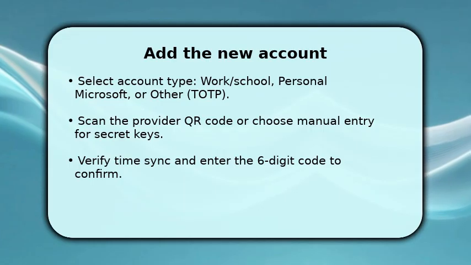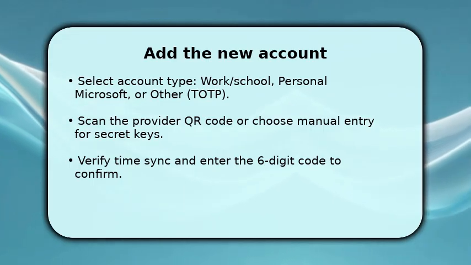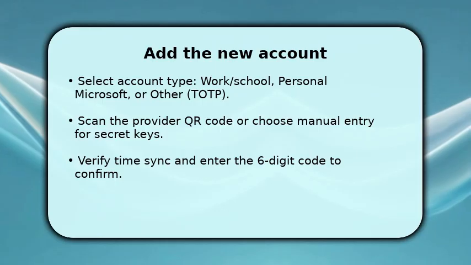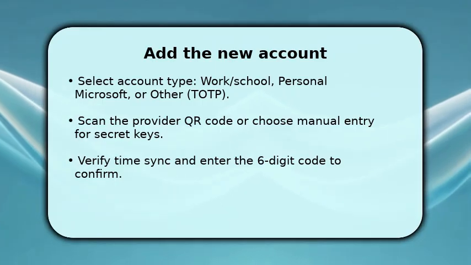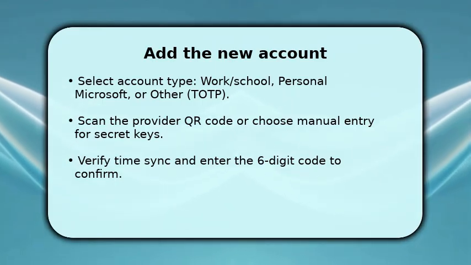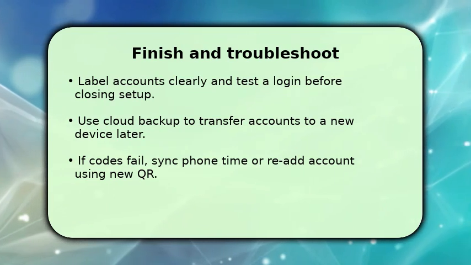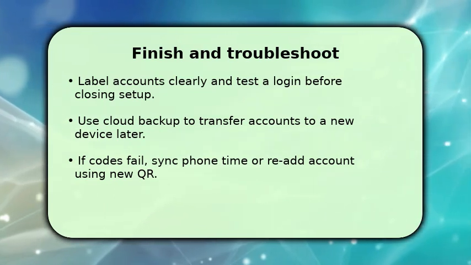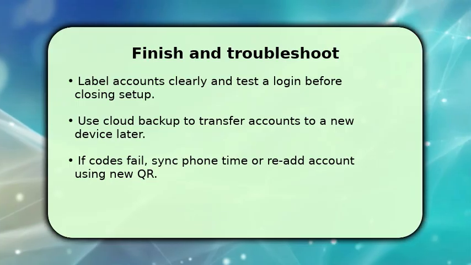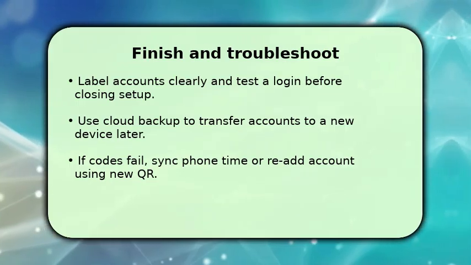Make sure your phone's clock is accurate because time drift will break one-time codes, so toggle automatic time settings if needed. Finish by giving the account a clear label and running a quick test login to confirm everything works. Once done, ensure cloud backup is complete so you can restore accounts to another phone.